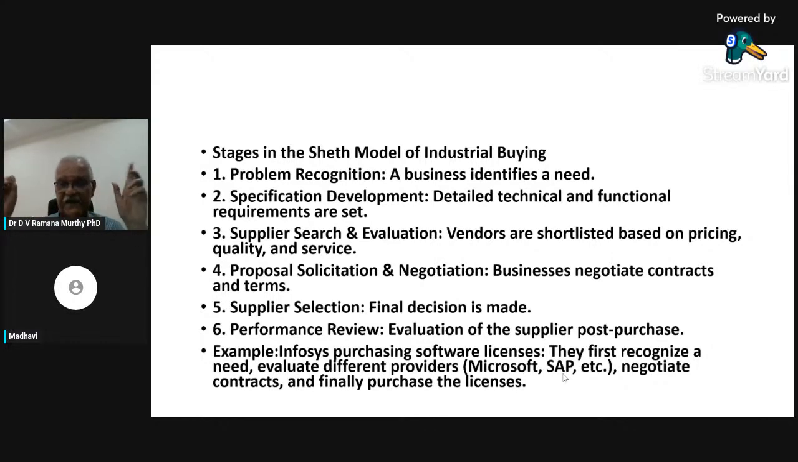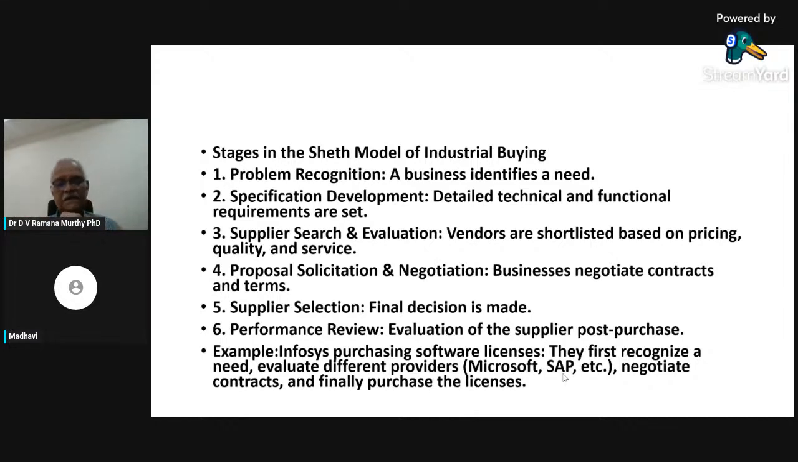Suppose if it is fine, then it's a repeat buying. Suppose some other supplier comes and says we'll be supplying a better quality product at a lesser price when compared to this supplier. Then all these things count here. This is what we call performance review post purchase, and a lot of critical decisions are taken again here in performance review.